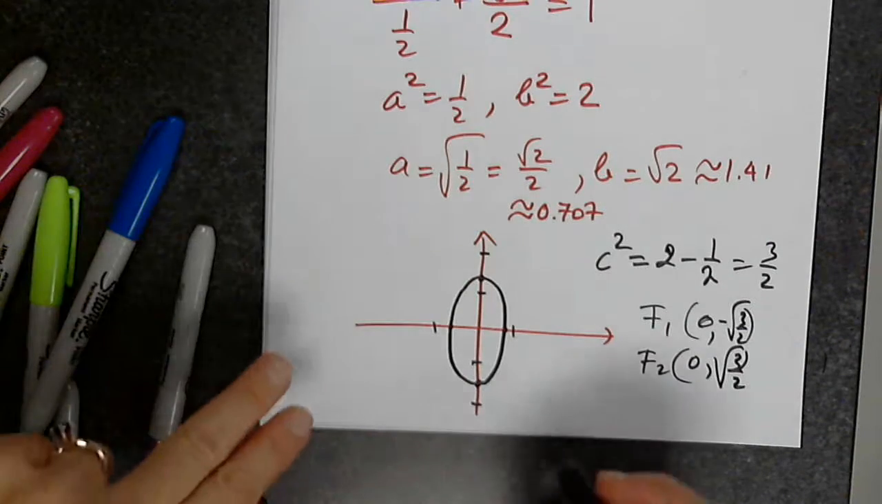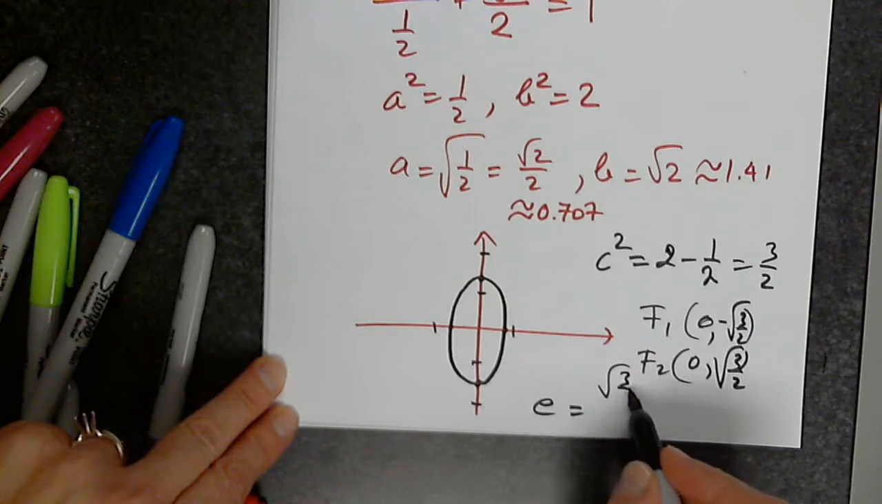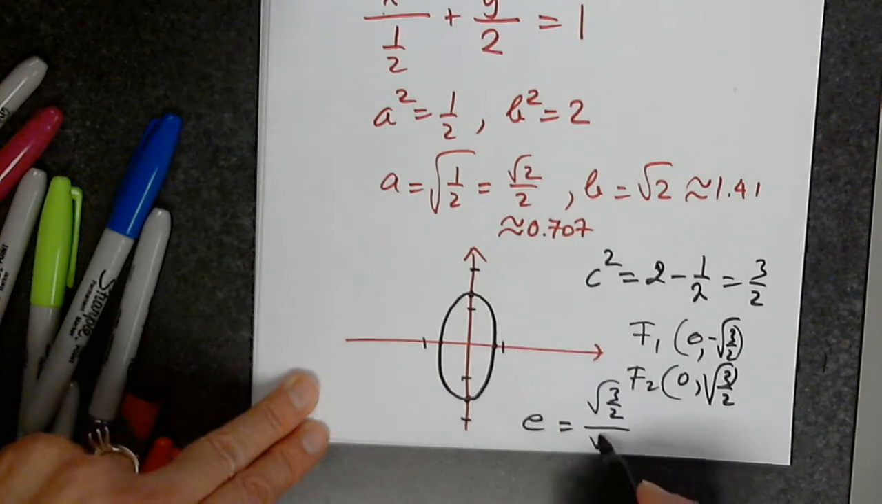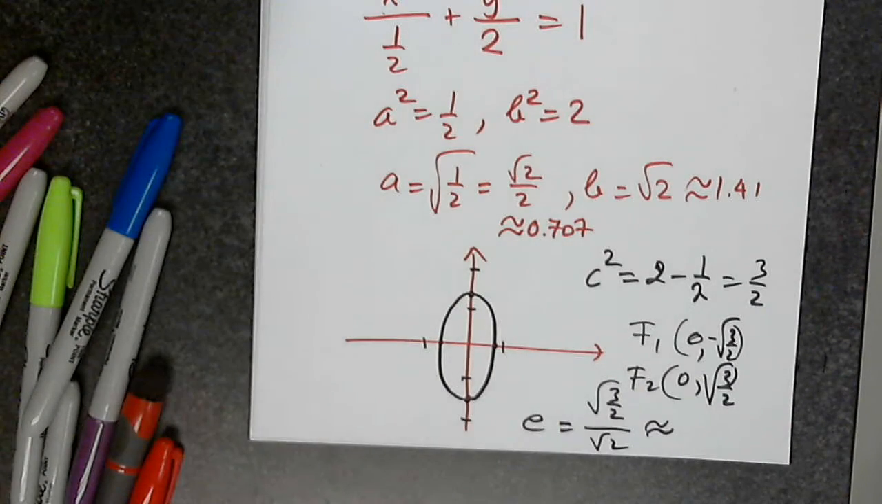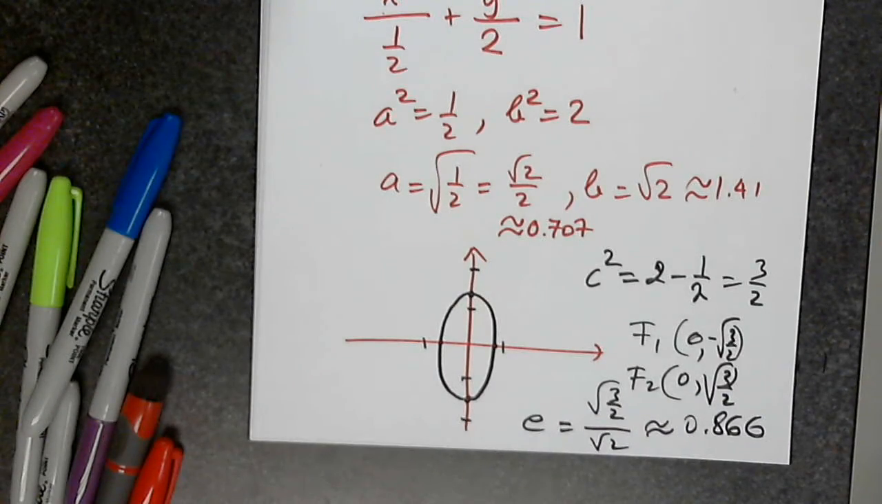And then the eccentricity will be c, which is the square root of 3/2, divided by the bigger of the 2, which is the square root of 2. And you will approximate it because it has to be between 0 and 1, and we get, so this is basically the square root of 3 over 2. So I got 0.866. Okay? Good. Anything else from the ellipse?